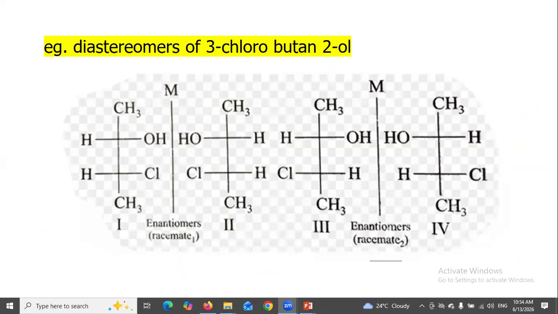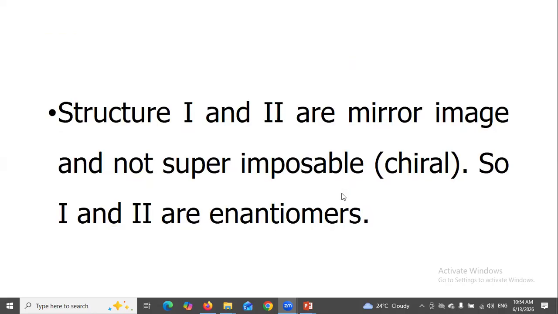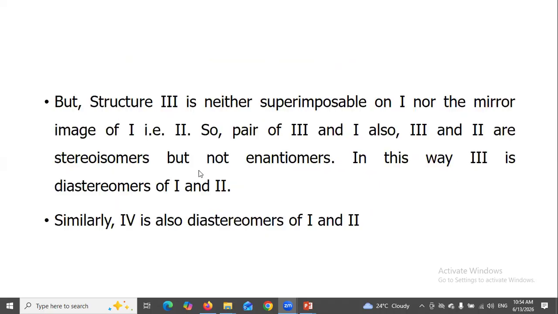Trichlorobutane-2-ol structures: first and second, third and fourth. Structures first and second are mirror images and not superimposable, so first and second are enantiomers. But the third structure is neither superimposable on first nor the mirror image of first, that is, second.